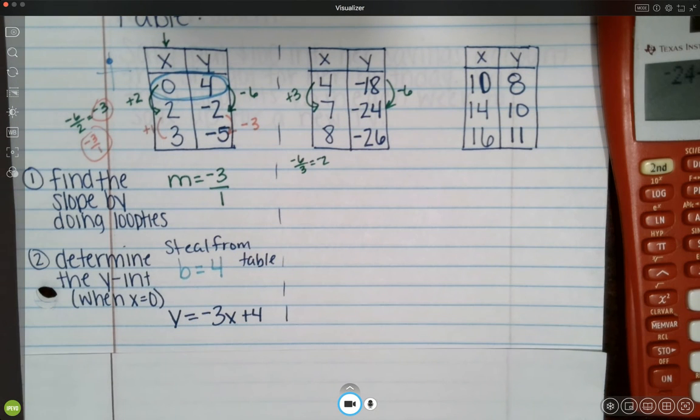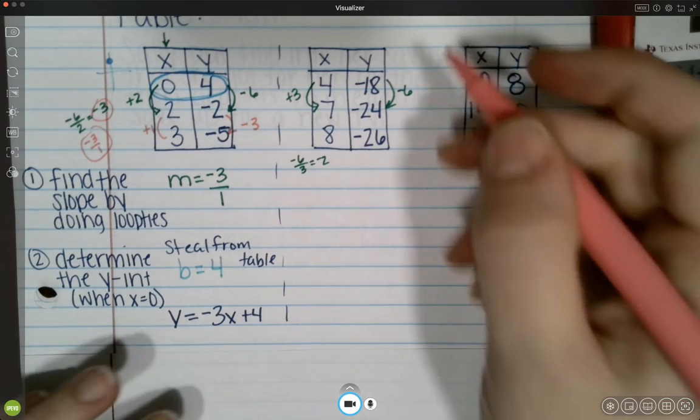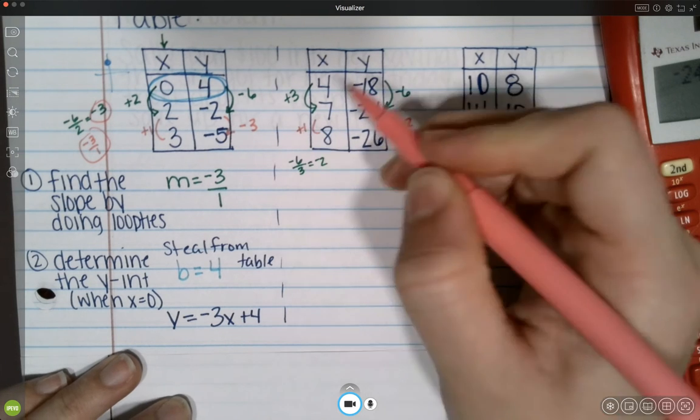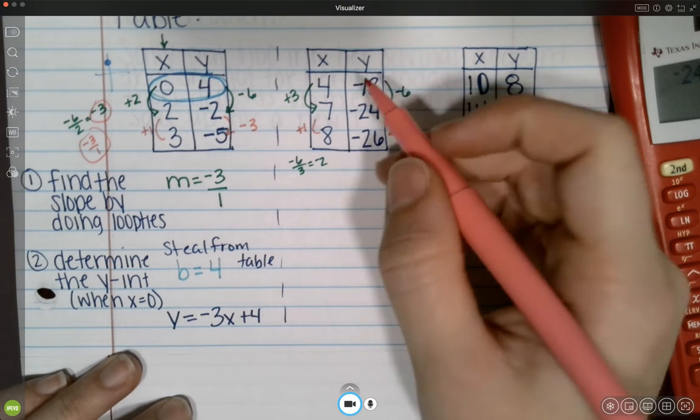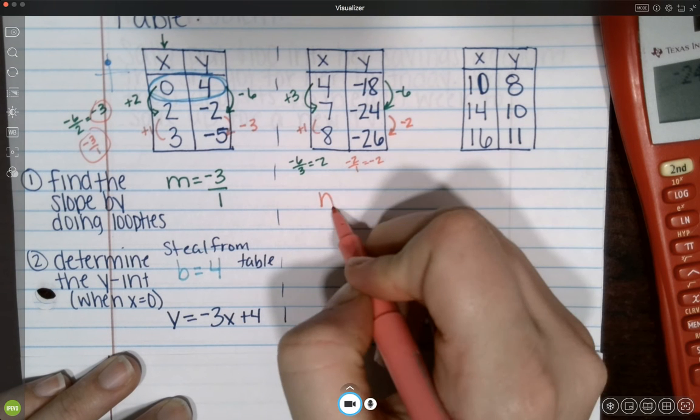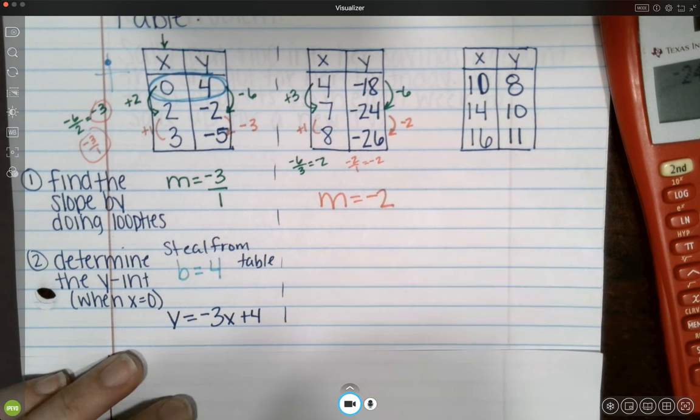Again, we're going to check the next loop-d just to double check it. How do I get from negative 24? We subtract 2, and this is a plus 1. So again, negative 2 over 1 equals negative 2. So my m has to be negative 2.